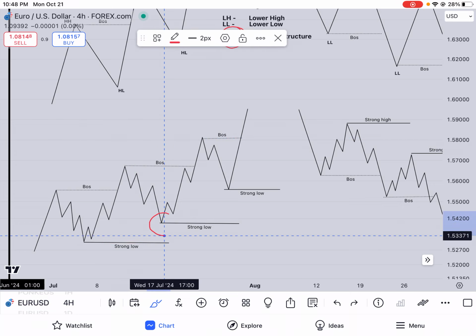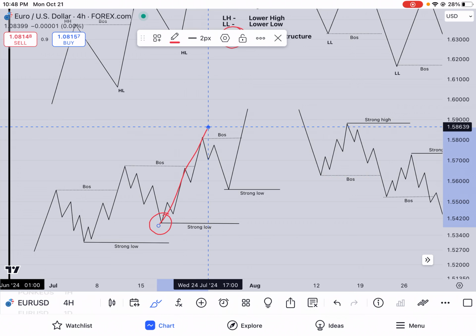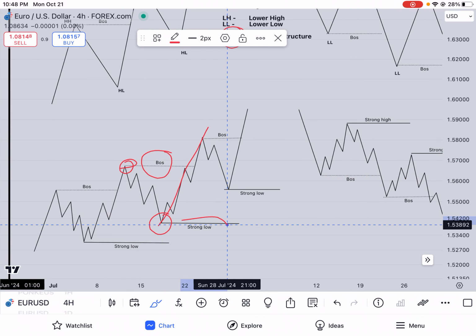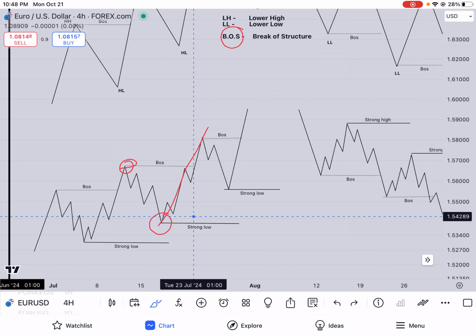But when the market got to this point, the market went again and broke this previous high. That's why you see me write BOS. So that means it's a strong low, because why? It was able to break the previous high. That's why you see BOS, break of structure. That's why I wrote it down.